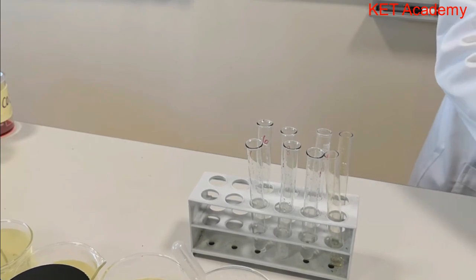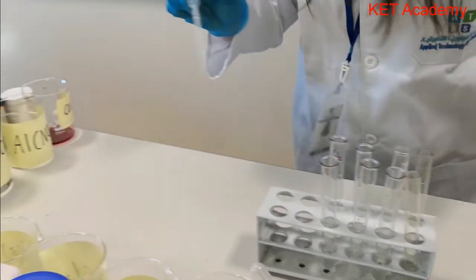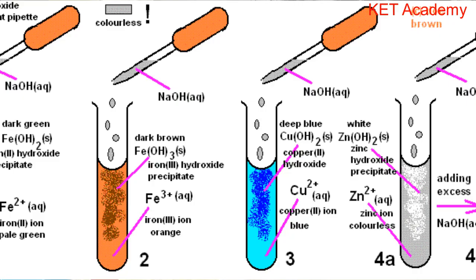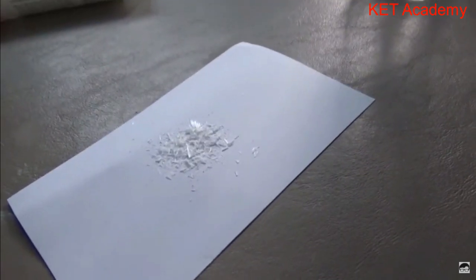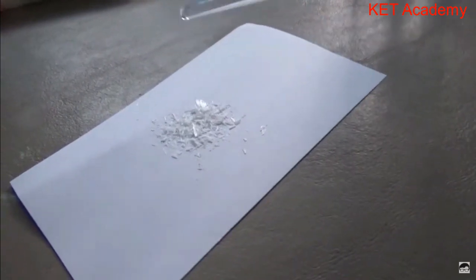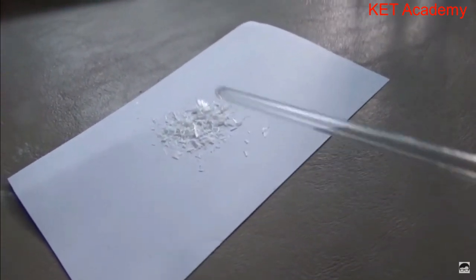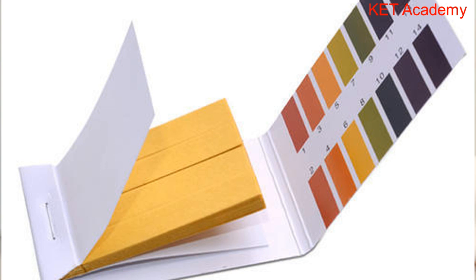In this particular video, we are going to look at qualitative analysis of cations using sodium hydroxide. When you are testing for cations, we use sodium hydroxide and we add it dropwise. We're also going to be identifying crystals or salt, and we'll do a pH paper test.